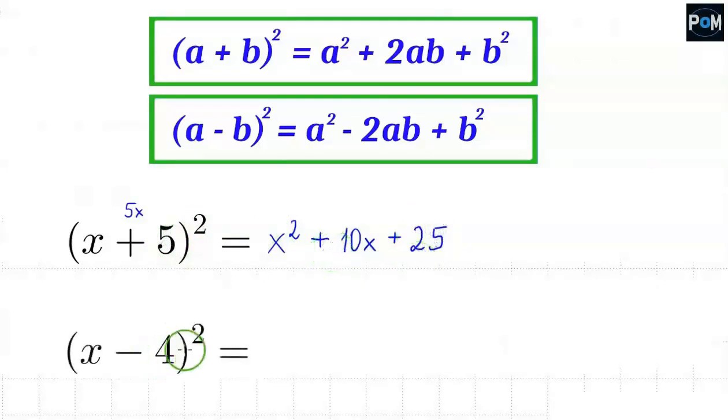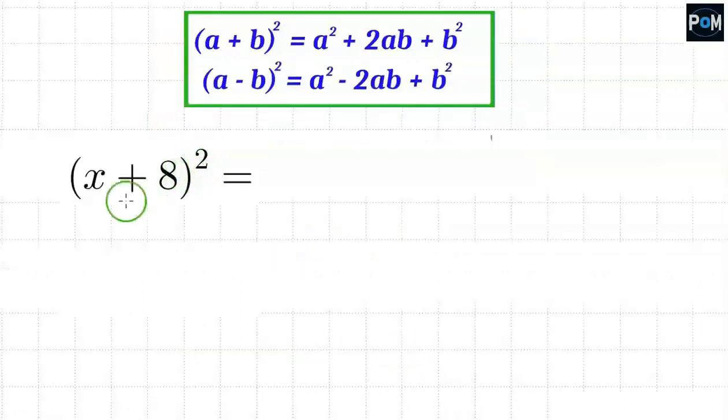Second example is the square of the difference this time, but the start is the same. First x squared. Then according to this formula, we have a minus here, so we need to have a minus. Then we multiply this x by that 4. X times 4 equals 4x. And we need to double these 4x's. Doubled 4x's turns into 8x's. Plus b squared, so we square that 4. It comes out to be 16.